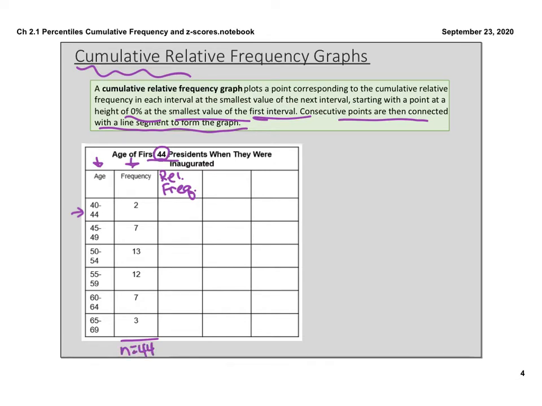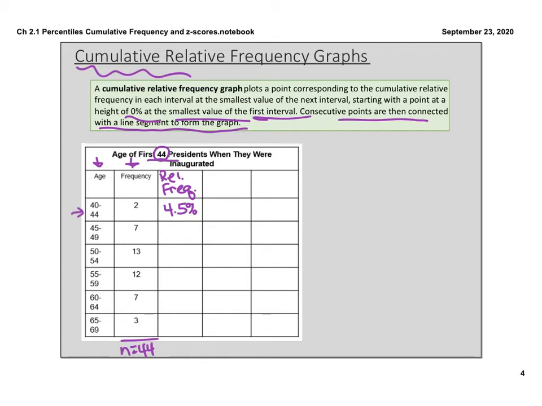If I want to find the relative frequency of the first row, I'm going to take 2 divided by 44, and that's what percent of data I have in that row. When I take 2 divided by 44, that's 4.5% of the data. I got 0.04545 repeating, which is 4.5%. So that's my relative frequency for the ages of 40 to 44. 4.5% of the first 44 presidents were between the ages of 40 to 44 when they were inaugurated.